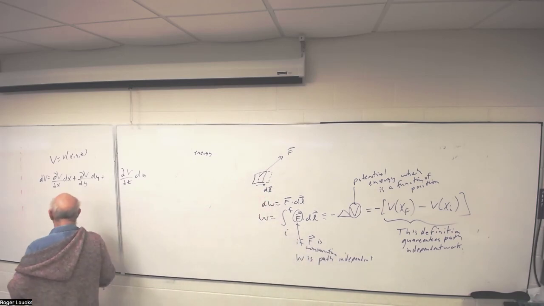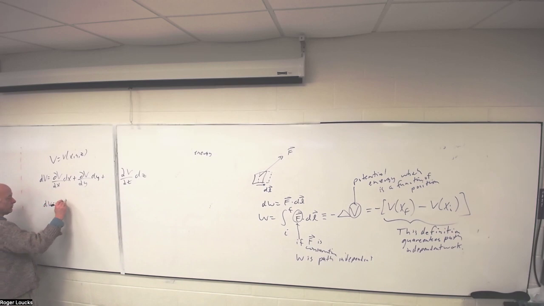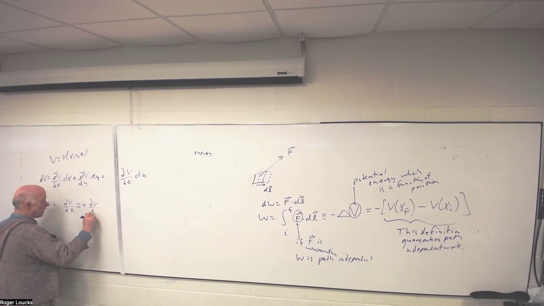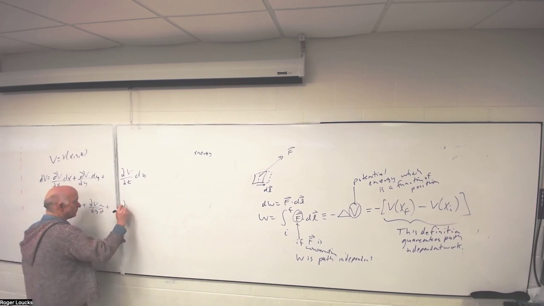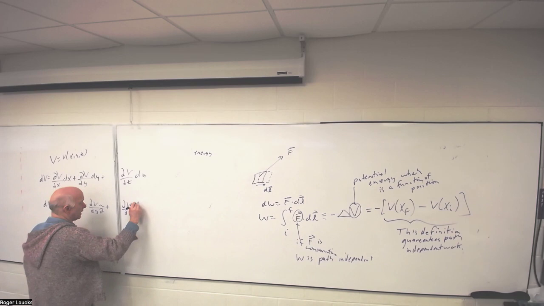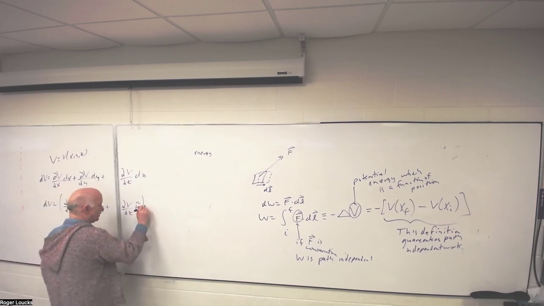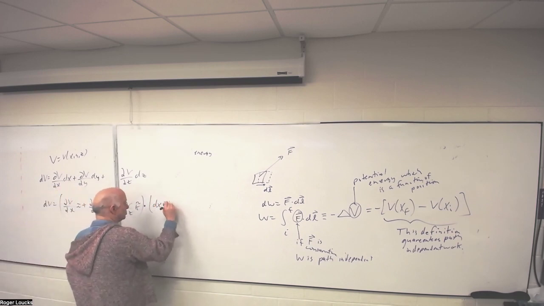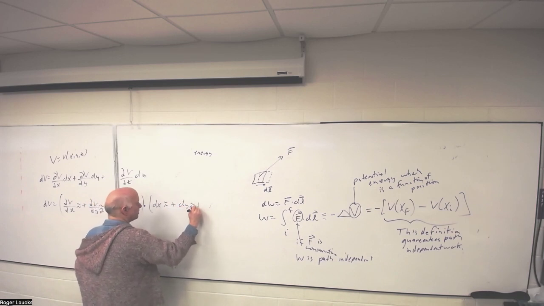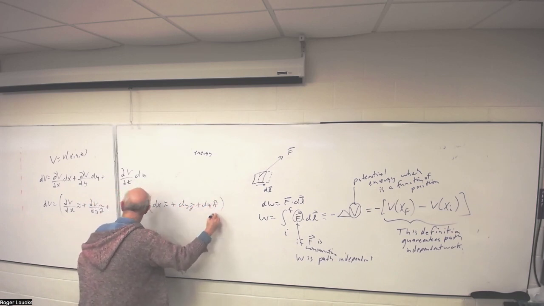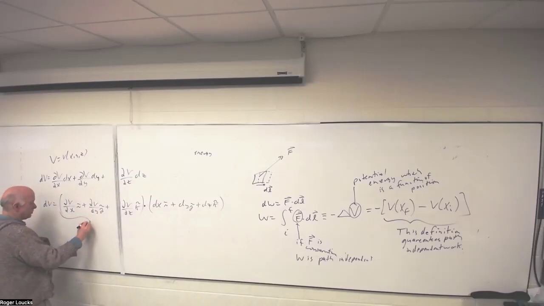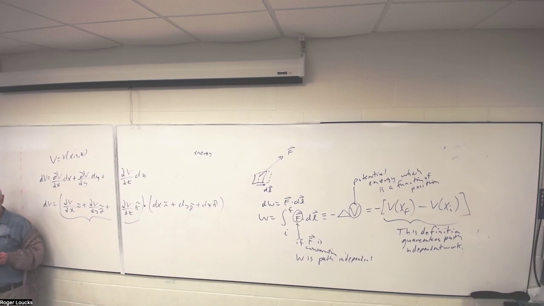This is the partial V with respect to X, i hat, plus the partial V with respect to Y, j hat, plus the partial V with respect to Z, k hat. I can dot that into dx i hat plus dy j hat plus dz k hat. You people have had Calc 3. What is that the formal definition of? It's the gradient.